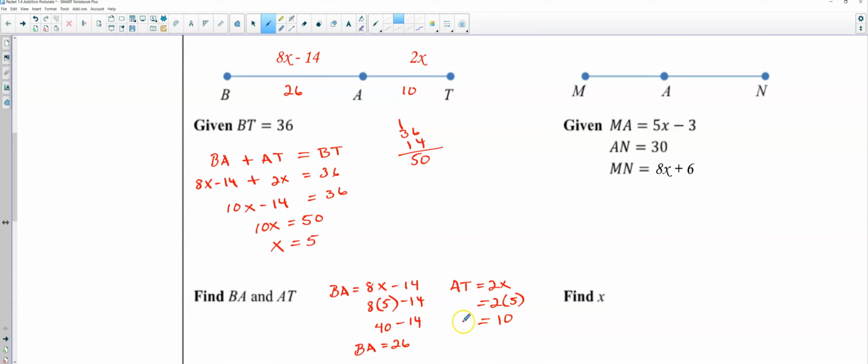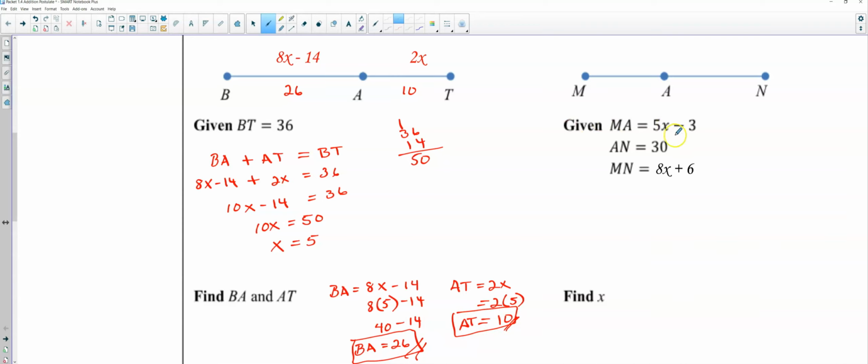And how do I know that is correct? Because 26 plus 10 should give me BT, which is 36. Pretty good, and check. Make sure that when you give answers on any paper, you underline or circle your answer. I like to just put a rectangle around them.